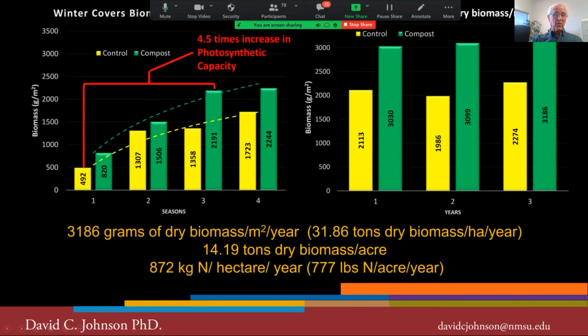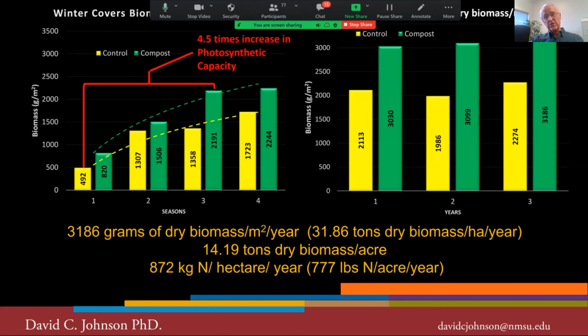Looking at the first 4 winter covers, you can see we started out at about 492 on the controls with no compost added. The green is the compost added. You see every cover crop following, we have a continued increase in productivity as you start to develop the biology in this system. From the first to the third cover crop, we saw a 4.5 times increase in photosynthetic capacity of this system. So the same amount of water, the same amount of sunlight, but you're getting more and more productivity. On this, we ended up with an annual increase of 3,186 grams.